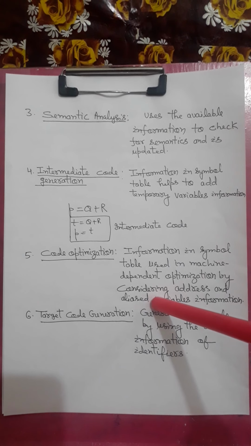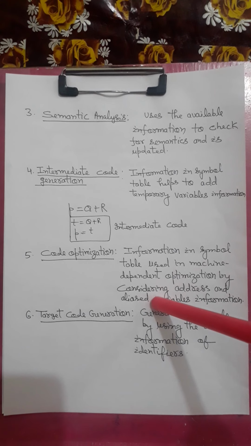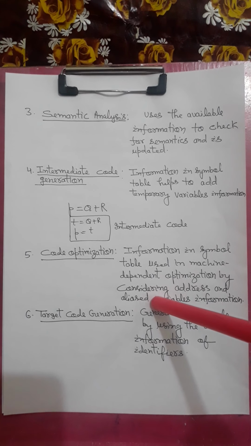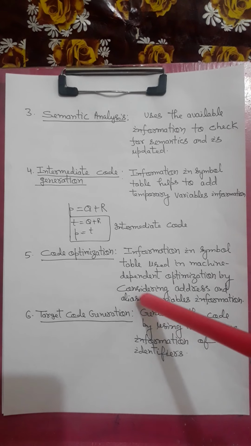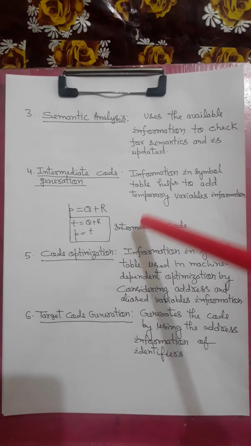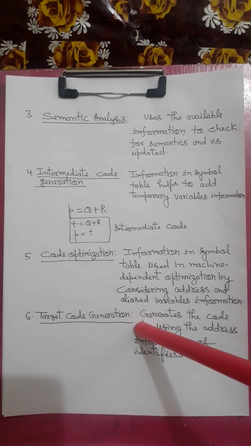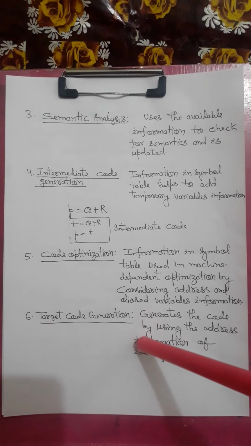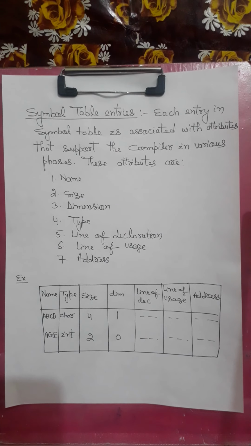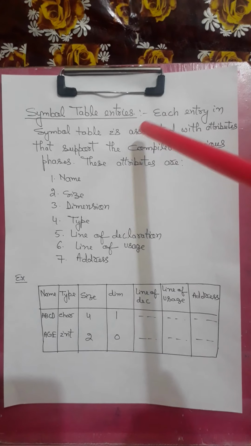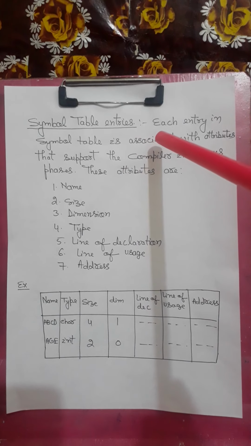The first three phases, lexical analysis, syntax analysis, and semantic analysis, are useful to create the symbol table. And later on, intermediate code generation, code optimization, and target code generation use the entries of the symbol table. Now the next topic is symbol table entries. In this case we will see what the entries of the symbol table are.